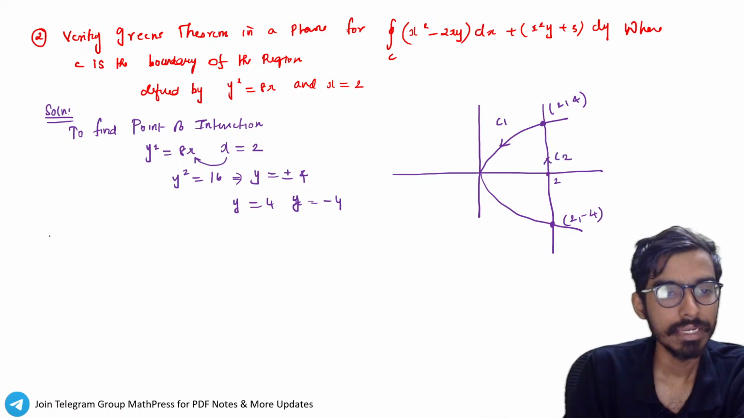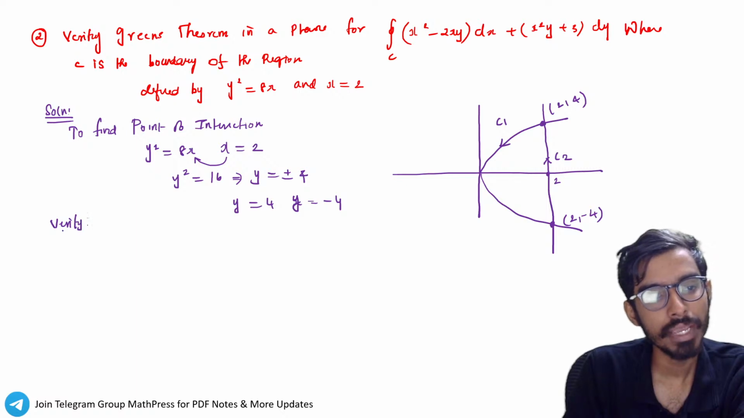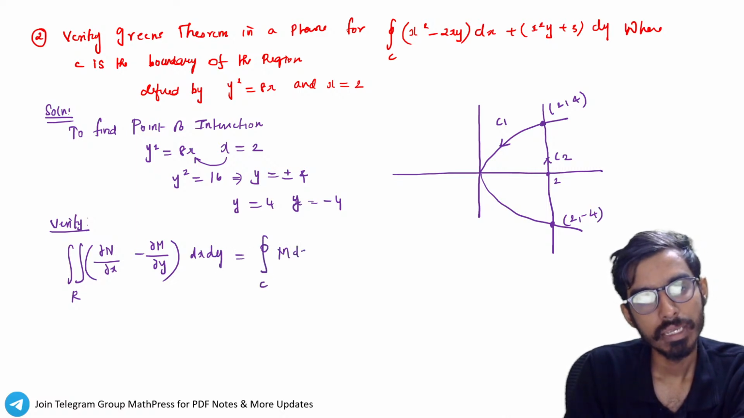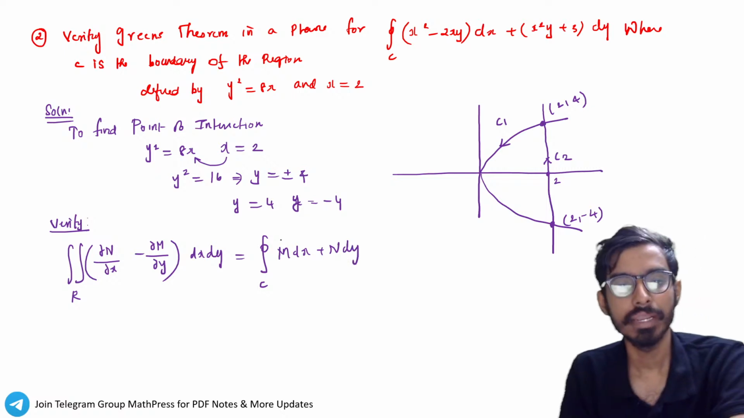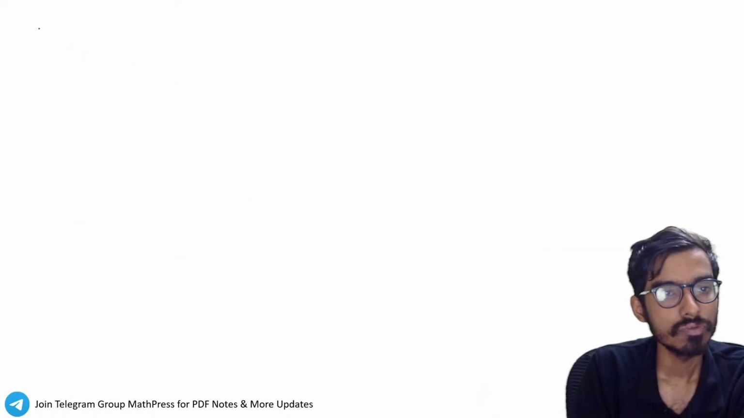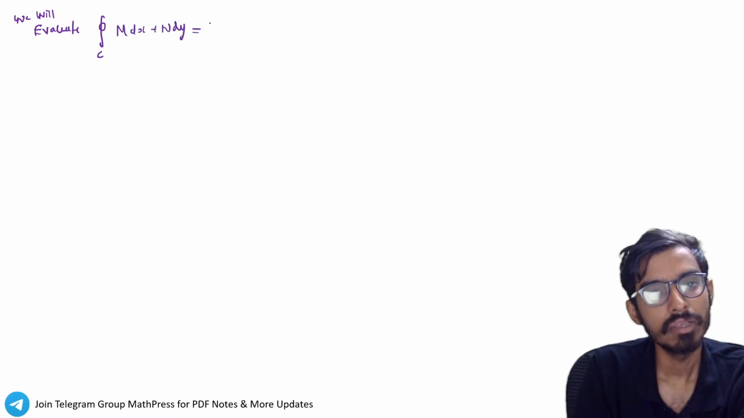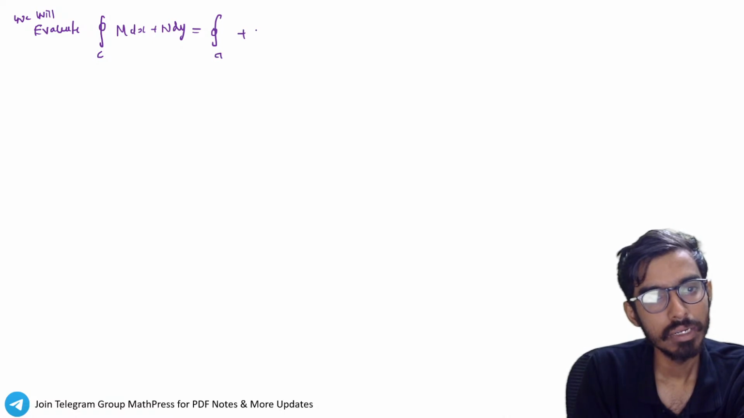So first we will find the line integral. So first what we need to do, we need to verify double integral over R of dou n by dou x minus dou m by dou y dx dy is equal to integral over C of m dx plus n dy, right? So first we will evaluate integral over C of m dx plus n dy. This is the same as the integral over the curve C1 plus the integral over the curve C2, right?